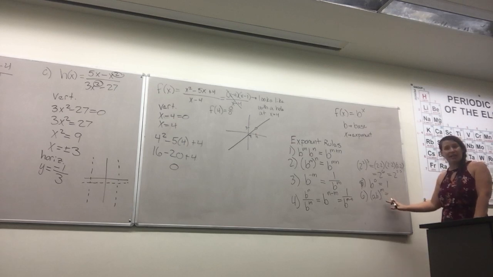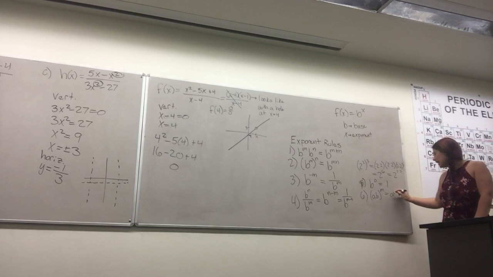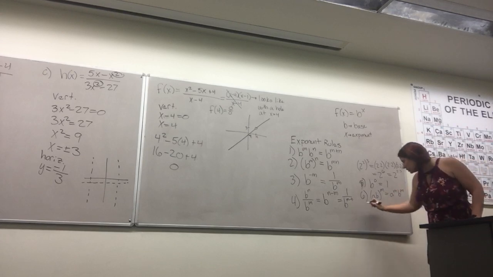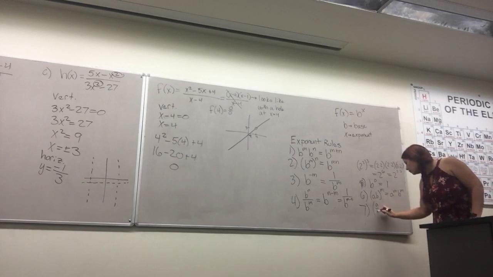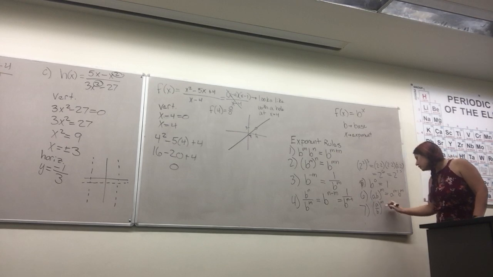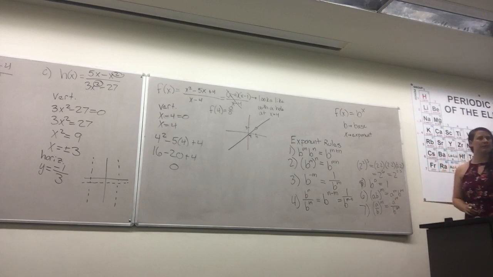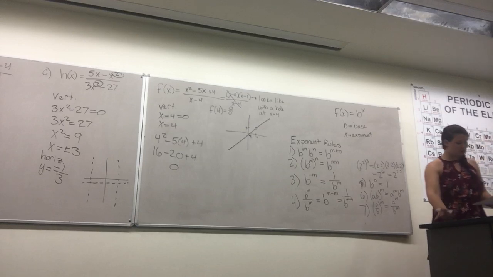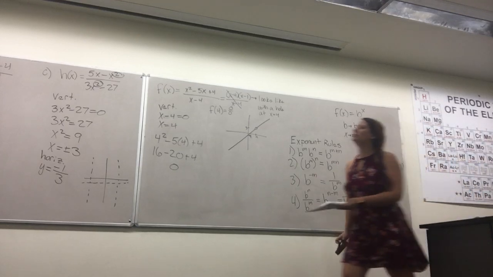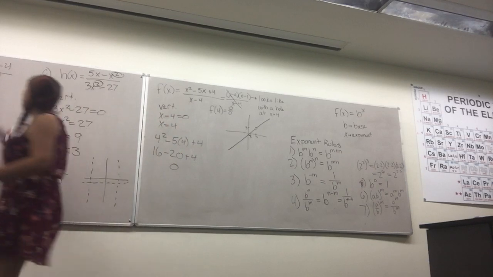If we have a plus b or a minus b, we can't do this. Okay, so that's a to the m times b to the m. Conversely, the seventh property is a over b all to the m is a to the m over b to the m. Okay? So, let's do some out.